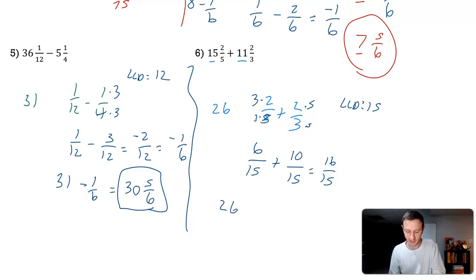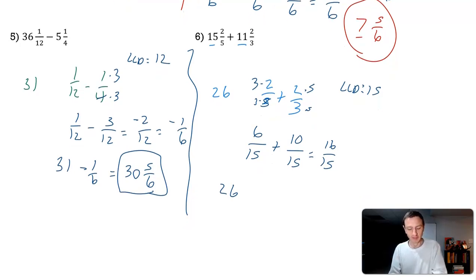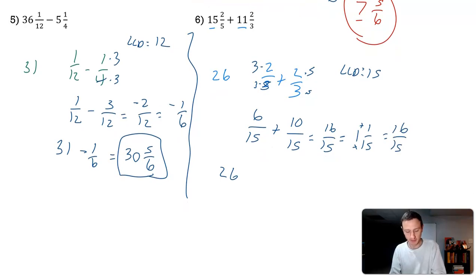So we have 26, and then we have 16 over 15. That is an improper fraction. So let's convert that. 15 goes into 16 one time with 1 left over. And you could back this out. 15 times 1 is 15 plus 1 is 16. That would be 16 over 15. So that makes sense. So now what I have is 26 plus 1 and 1/15.